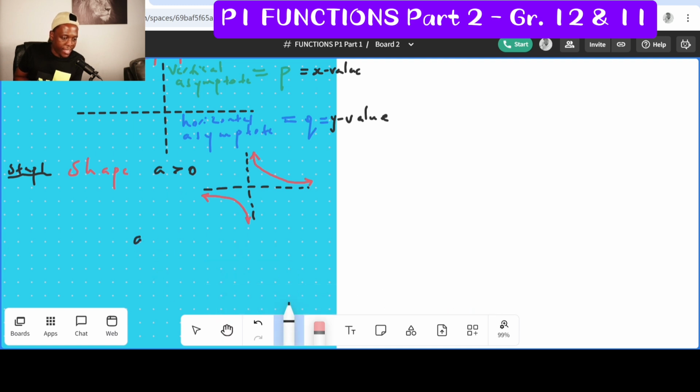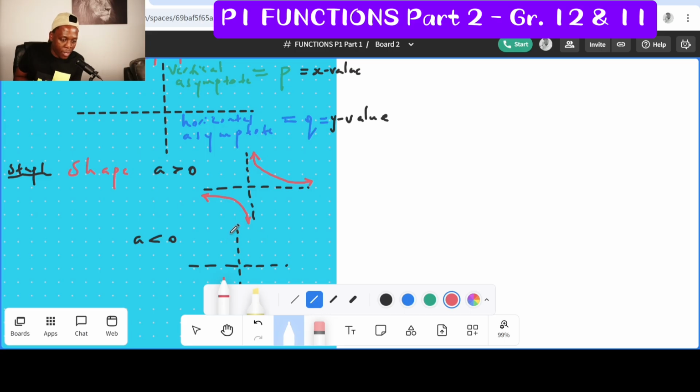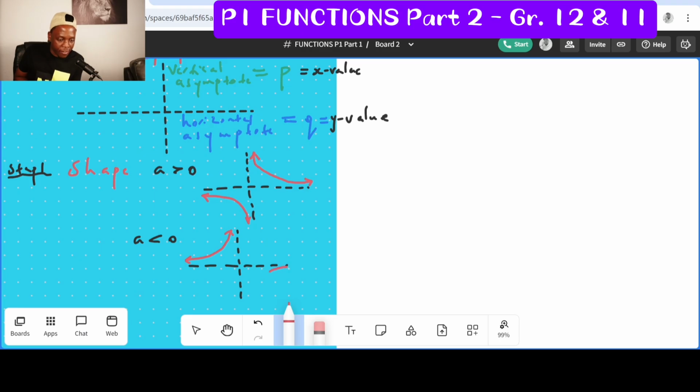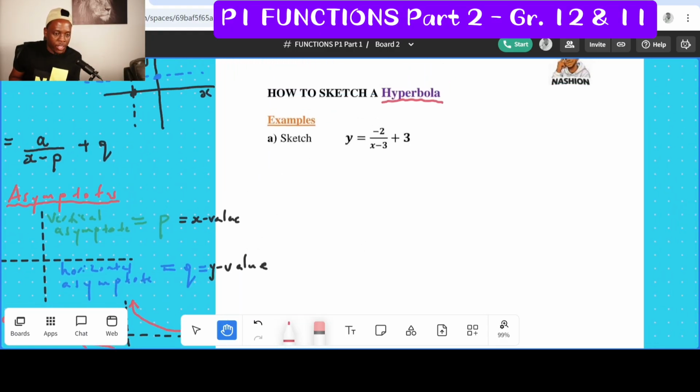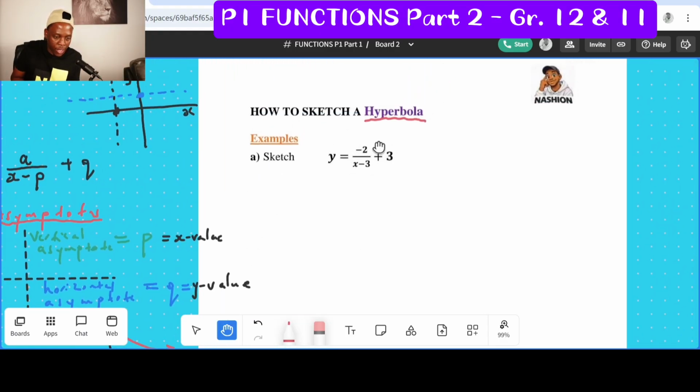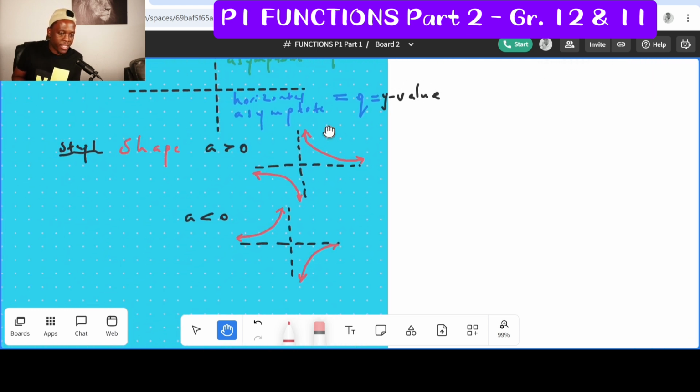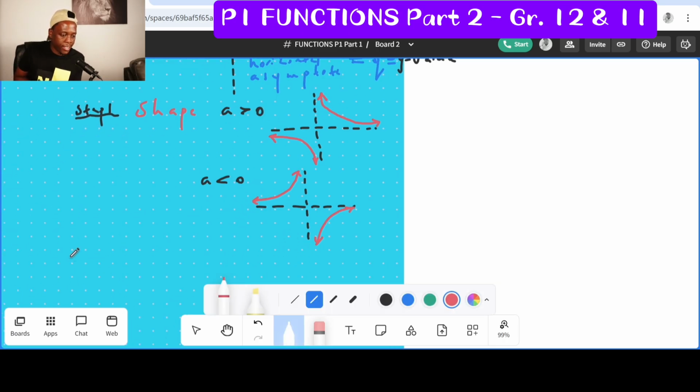And if a is less than 0, that's a negative number, then in our asymptotes, the hyperbola will appear in the second quad like this and reflect in the fourth quad. Okay, so when you refer to this example here, we can already see that a is negative, so we'll see what will happen when we get there. That's the first thing. We predict the shape according to the sign of a. Second step.